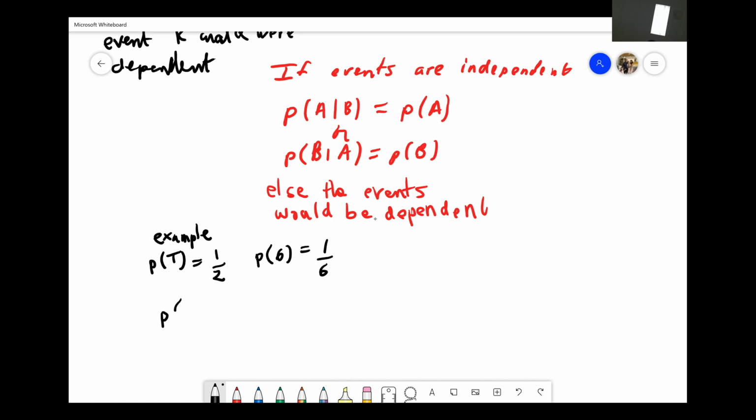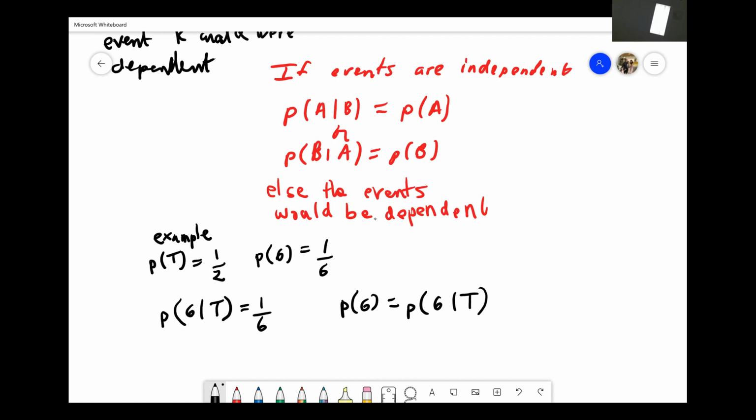What's the probability of rolling a 6 given I just got tails? So I tossed the coin, got tails. Great. Now I'm gonna roll a die. What's the probability of getting a 6 when I roll that die given I just got a tails? Do you see that the probability of 6 equals the probability of 6 given tails?